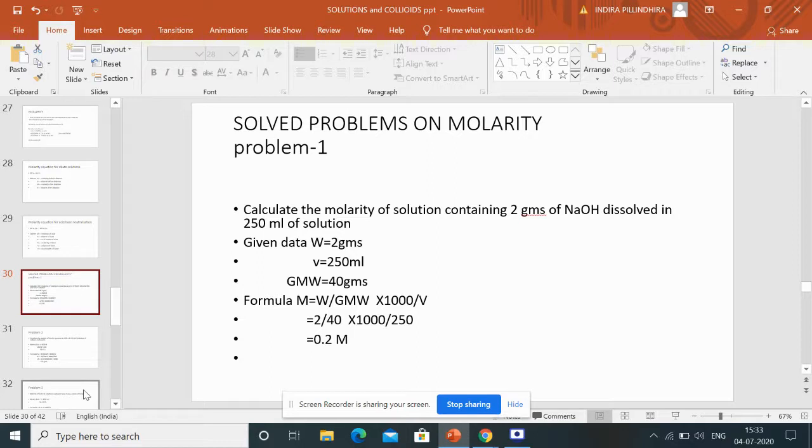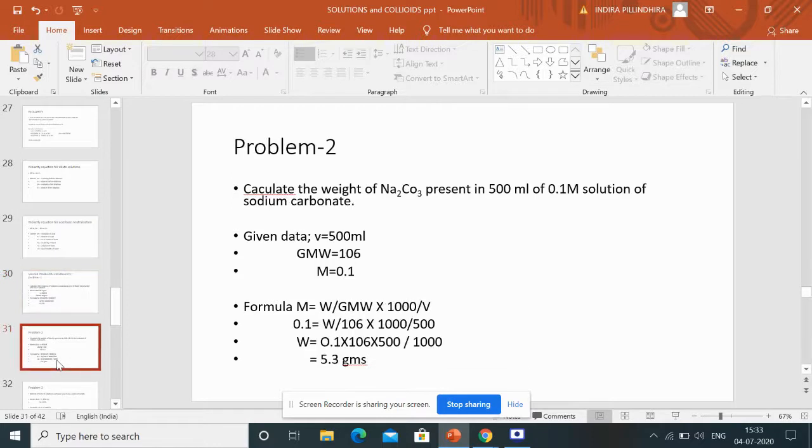Now we are substituting in the formula M is equal to W by GMW into 1000 by V. Substituting all the data in the given formula, what we get is 0.2 M, the molarity of the solution. Okay, so that's the first type of problem. That is, out of four factors, three are given and you are asked to find out the fourth one. So in this problem one, you are asked to find out the molarity. Next, we'll move to the next type of problem and see what is asked to find out. So I'll go to the next slide.